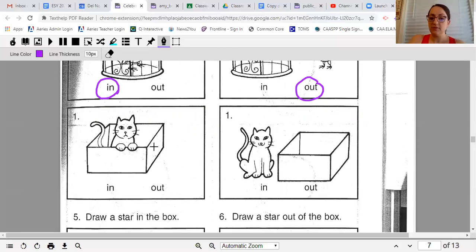The way the cat looks here with the box, it looks like he is in the box. So here we have the cat in a box. Now, if the cat was in the box, he would look like this. So that probably means our cat is out of the box.